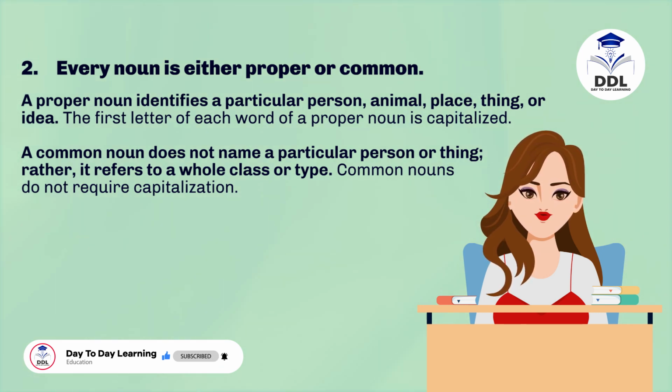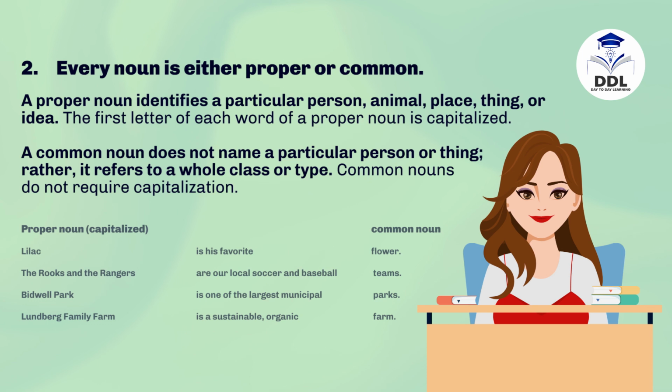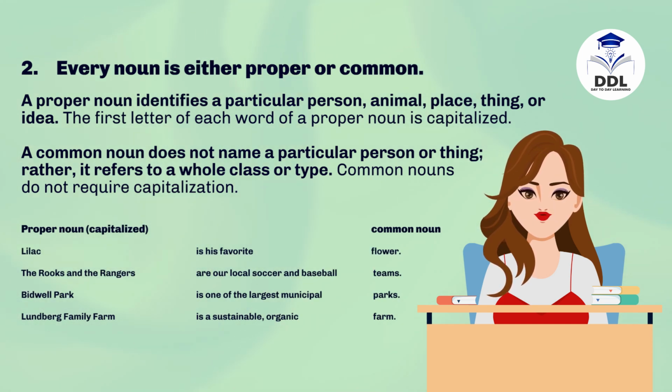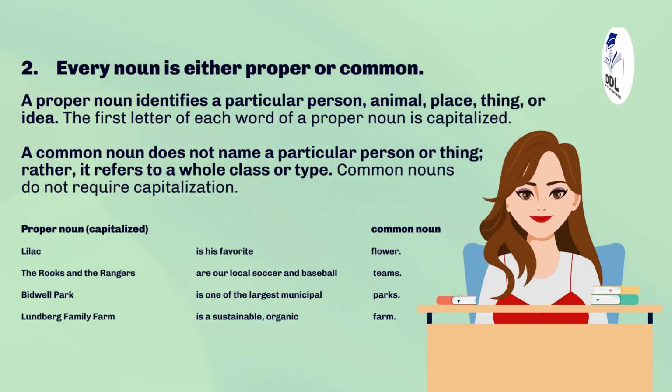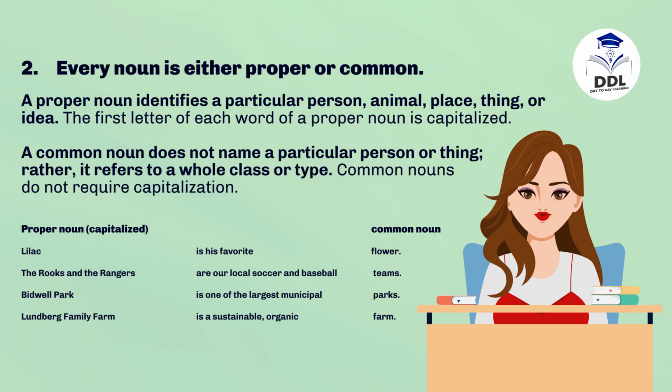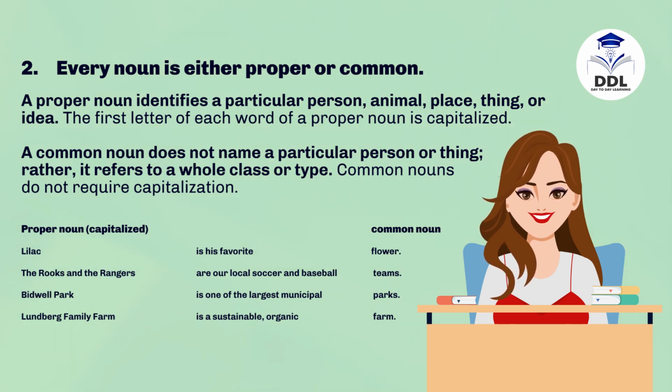Now we are going to see some examples. Lilac is his favorite flower. Here, lilac is the proper noun and flower is the common noun. The Rooks and the Rangers are our local soccer and baseball teams. The Rooks and the Rangers is the proper noun and teams is the common noun.